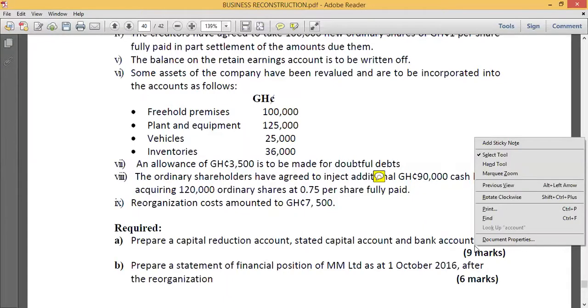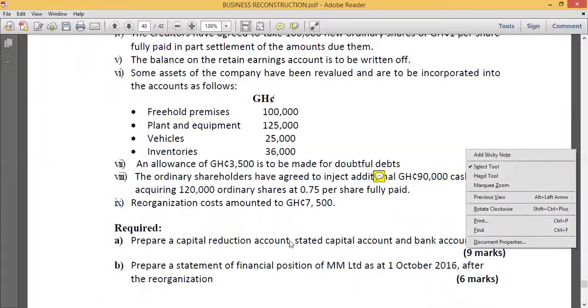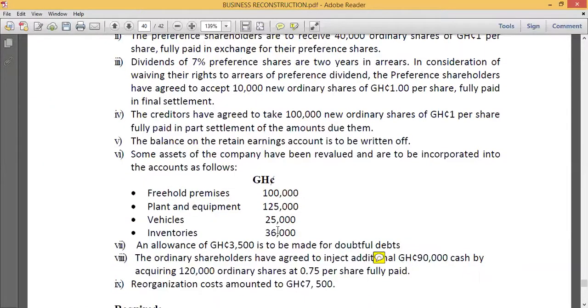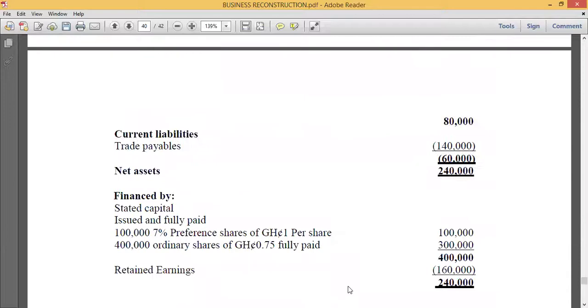Then the last note stated that reorganization costs amounted to 7,500. So that's the cost of reconstruction, which will come to the debit side of the capital reduction account. On that note, we are done with the footnotes.